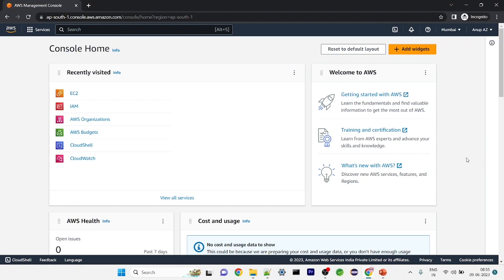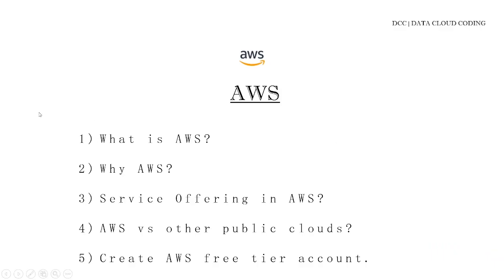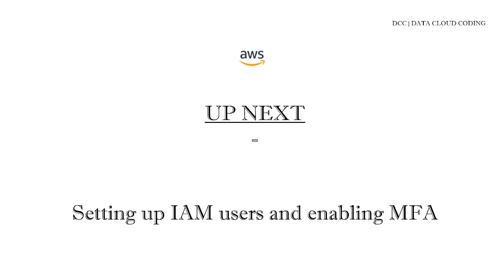Okay, so this was it for this tutorial. We have covered the topics: what is AWS, why AWS, we have seen a few service offerings inside of AWS, and a quick comparison between AWS and other public clouds. We have seen how to create an AWS free tier account, and in the next lecture we will be looking at how to set up IAM users, enabling MFA, which is multi-factor authentication, for the IAM users. Also, we will be setting up a billing alert so that we can be notified as soon as we are going to exceed our free tier usage, just to be safe, just to stay within the free tier usage limit only.